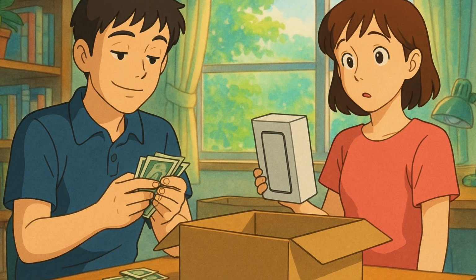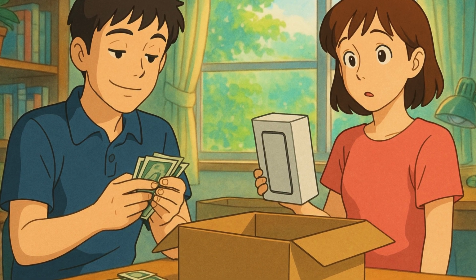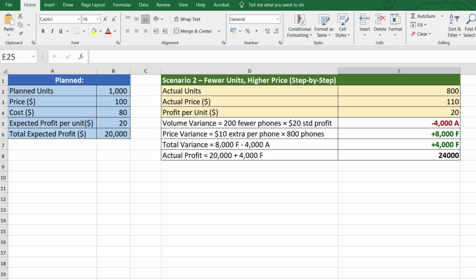Second, you raised prices, but sold fewer phones. You only sold 800 phones. That's 200 fewer than planned. But you raised the price to $110. Let's break it down. Sales volume variance: 200 fewer phones times $20 standard profit equals $4,000 adverse.